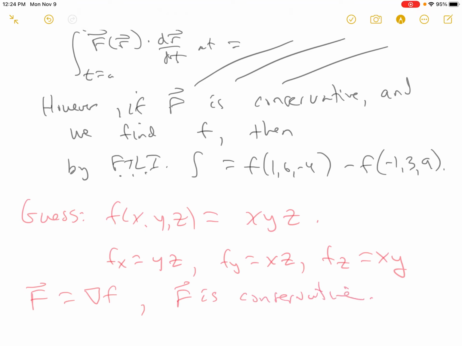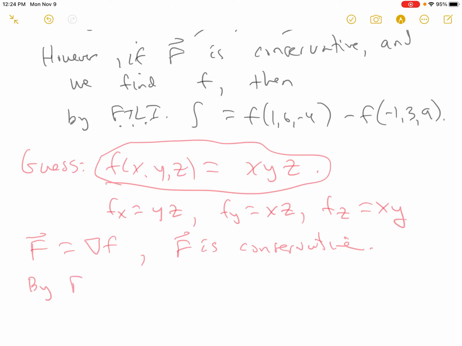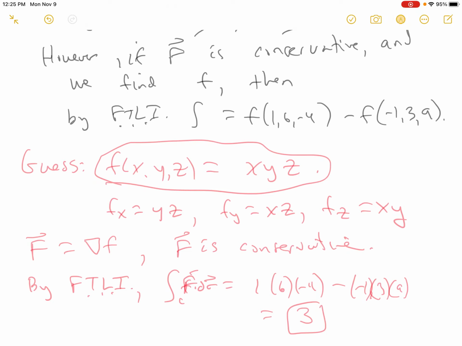Not only that, we found little f, the potential function. So, by the fundamental theorem of line integrals, the integral of F dot dr is 6 minus 4 minus -1 3 9, and that's 3. Right? Okay.